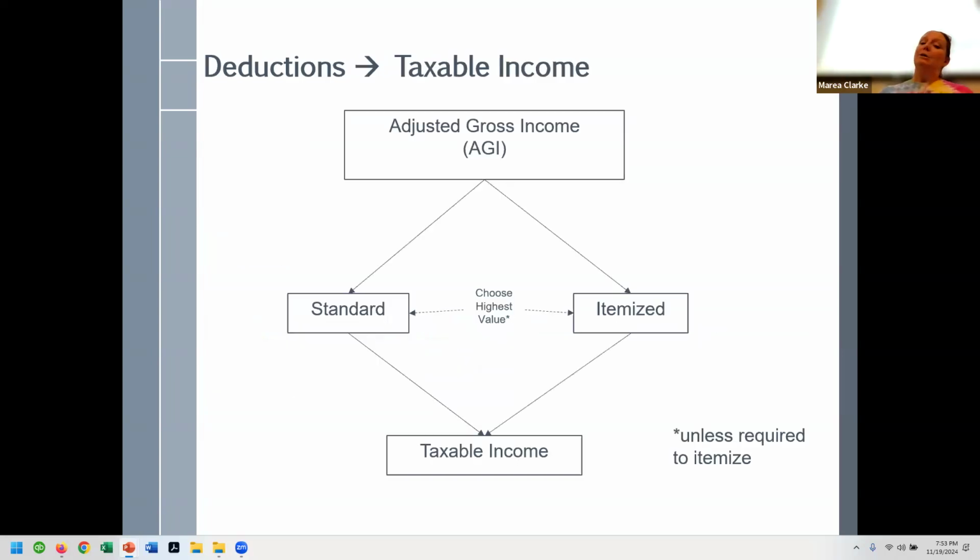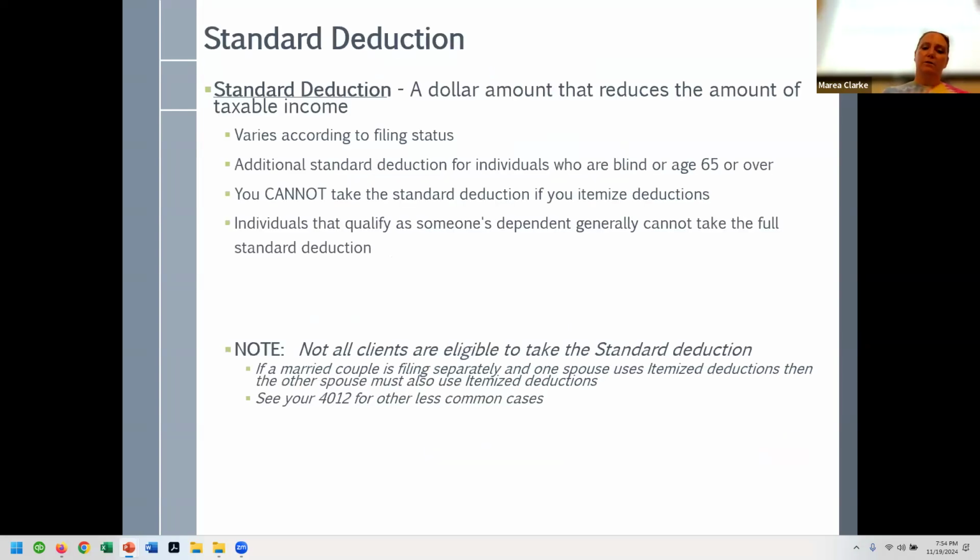I know that this is a lot, it's a little complicated. So here is my very simple picture diagram of how to figure it out. You have your adjusted gross income. You can look at the standard deduction, or you can look at all of your itemized deductions. Whatever is higher, go that path down to your taxable income, right? Unless you're required to itemize. Because of the tax laws that changed back in 2017, the Tax Cuts and Jobs Act, most people will take the standard deduction. It is not common to itemize.